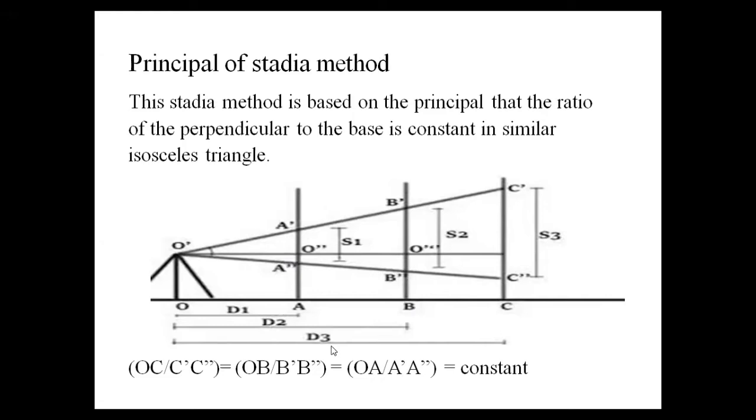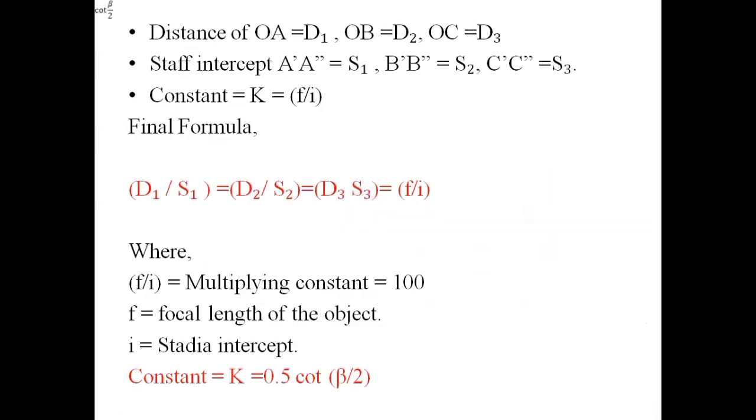According to the isosceles triangle ratio, OC divided by C dash C double dash equals OB divided by B dash B double dash equals OA divided by A dash A double dash. These are all equal to a constant. The distance OA equals D1, OB equals D2, and OC equals D3, and the staff intercepts are S1, S2, and S3. Then the constant K is equal to F by I.